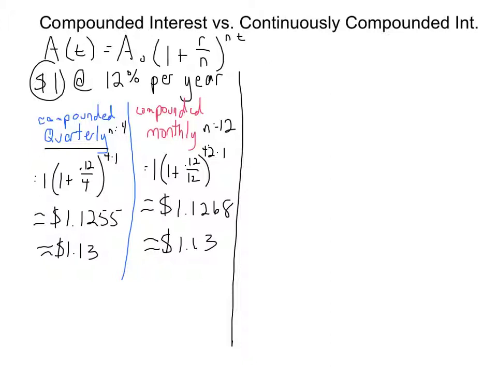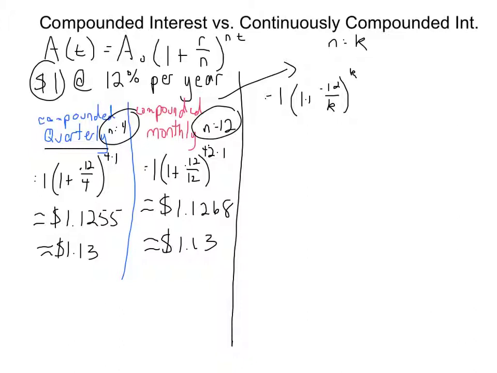But now, instead of n being 4 and n being 12, we're going to do this. N is k. Whoa. All right, so what would the formula look like? It would look like this. It'd be 1 times 1 plus the interest rate, 12%, over k, to the k power. Now I'm just going to put k instead of k times 1. Okay? Now, this is going to seem kind of weird. It's going to seem really weird.